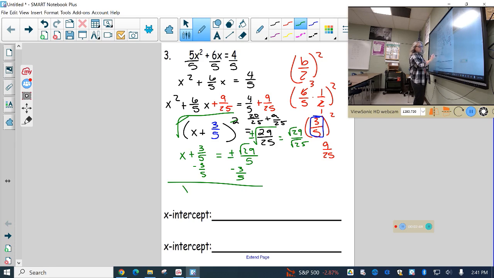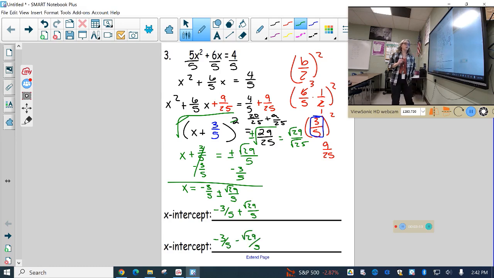Now to get x by itself, I'm going to subtract 3/5 from both sides. So I have x equals negative 3/5 plus or minus the square root of 29 over 5. The exact answer is negative 3/5 plus the square root of 29 over 5, or negative 3/5 minus the square root of 29 over 5. That's the exact answer.